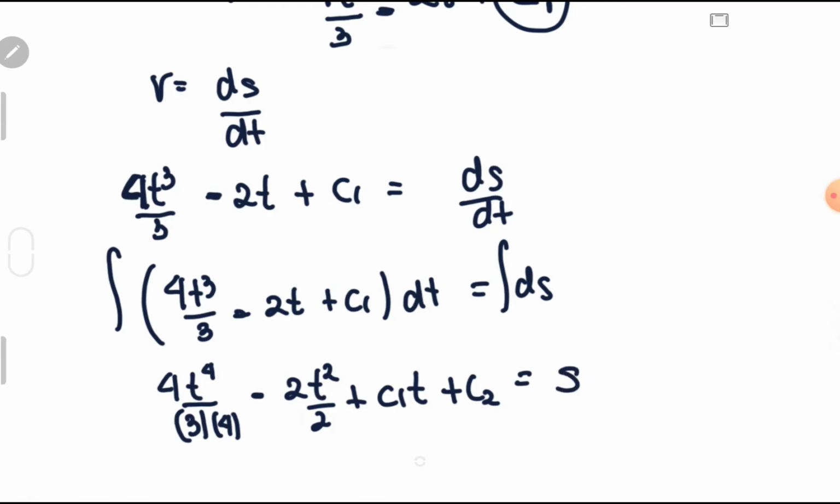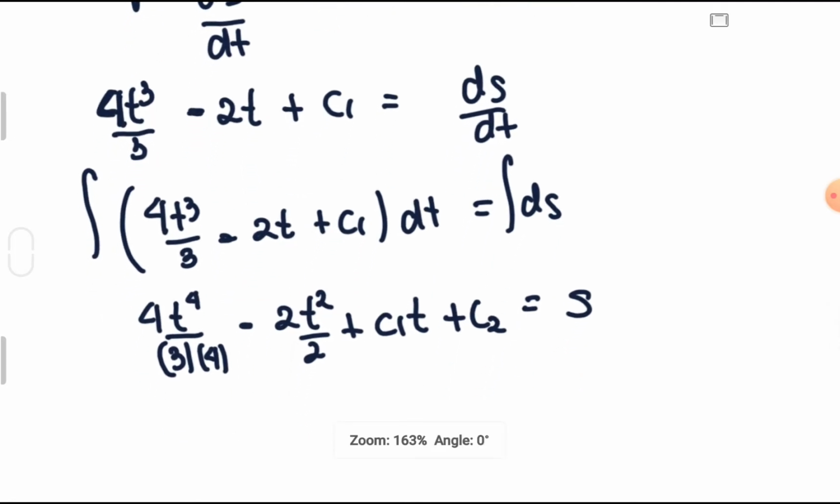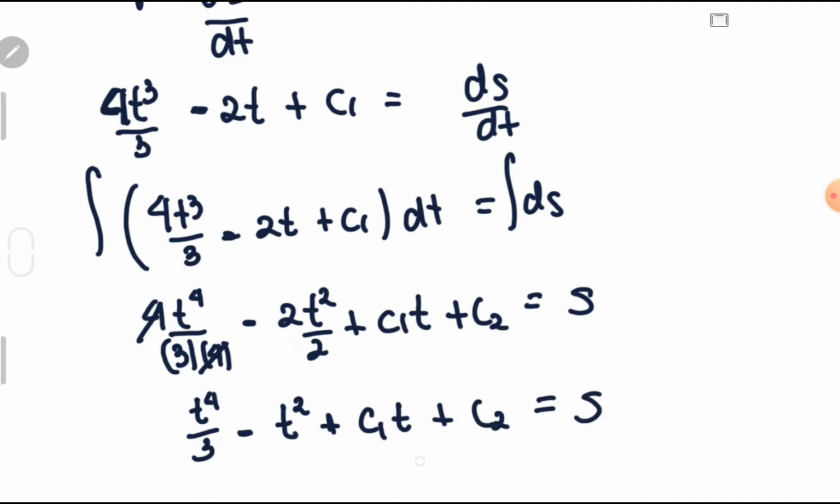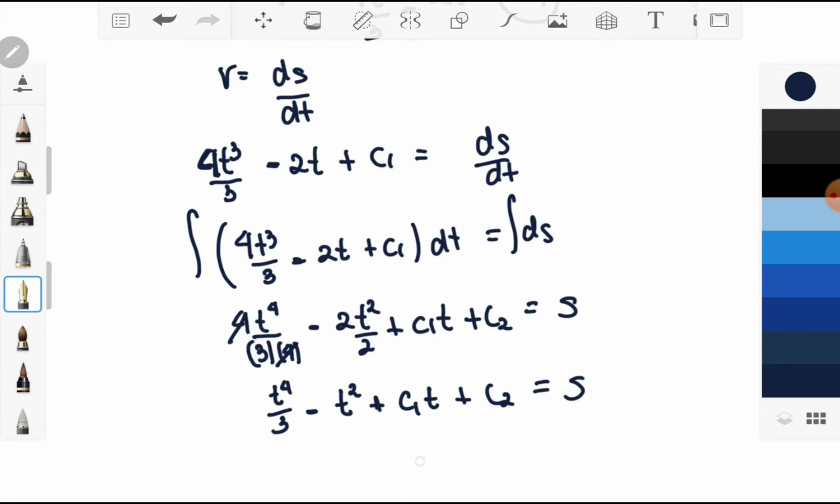Take note that we use the concept of the indefinite integral in calculus. Upon further manipulation of the equation to simplify it, 4 divided by 4 is 1. So we have t⁴/3 − t² + c1t + c2 equal to s. Therefore, this is the equation of our s.